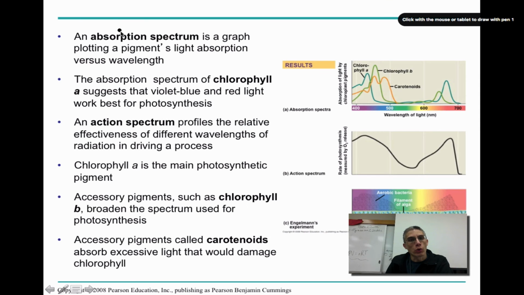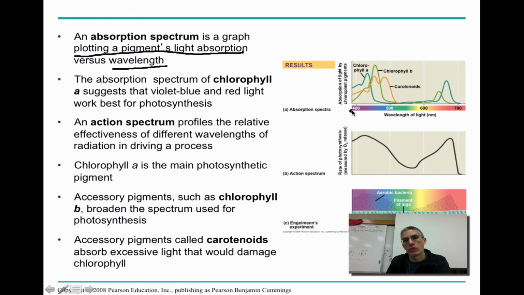So an absorption spectrum is a different way to look at that electromagnetic spectrum as it pertains to plants. This is a graph that plots a pigment's light absorption versus the wavelength, or the color that we would see in that spectrum. And the absorption spectrum of chlorophyll A, so now we're referring to those different types of chlorophyll, suggests that violet, blue, and red light work best for photosynthesis.